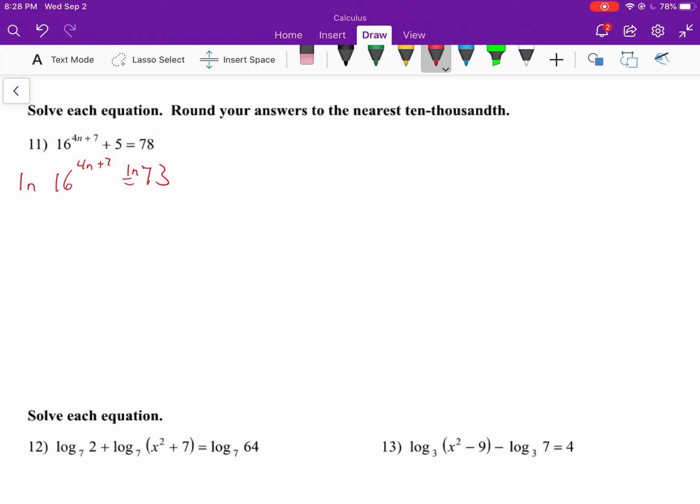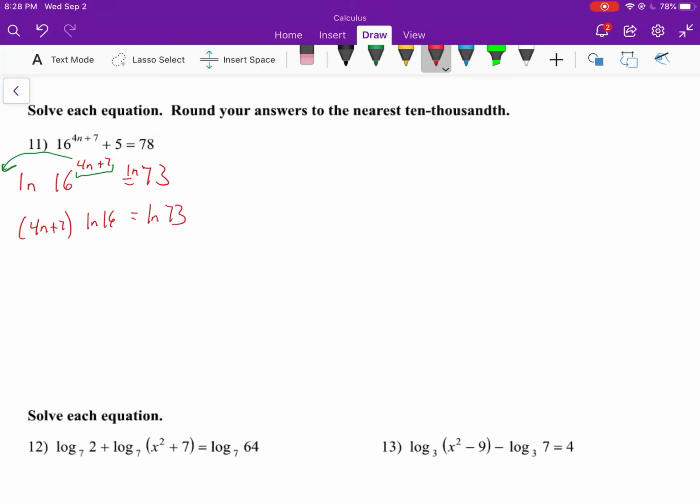So we're going to take the natural log of both sides, and the reason we do that is we can then use the power rule for logarithms, and the 4n plus 7 will be able to move out front of our logarithm. So this is 4n plus 7 times the natural log of 16 equals the natural log of 73. Now, we do want to round our answer to the nearest 10,000th, but if we can wait as long as possible on that, it helps.